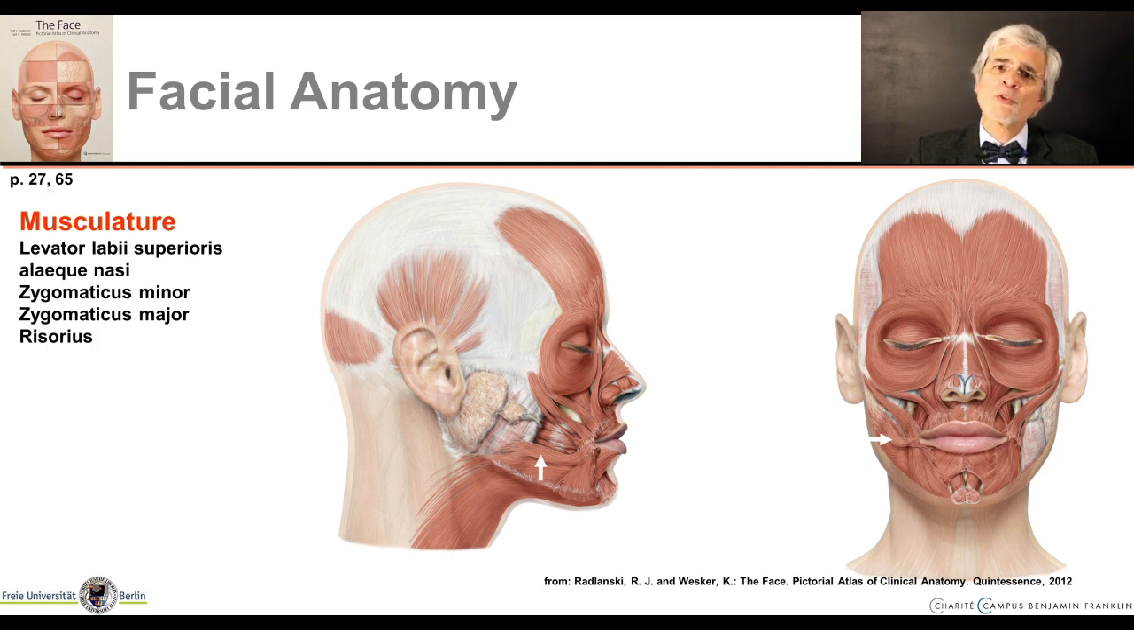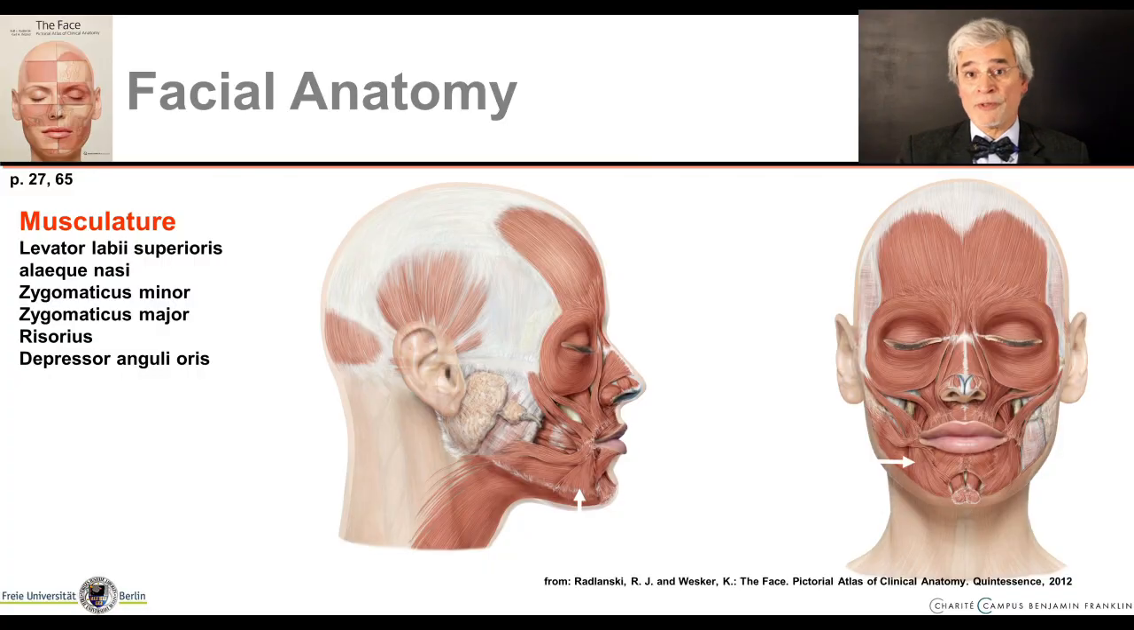This muscle originates from the fascia on top of the masseter muscle. All 3, this risorius and the 2 zygomatic muscles, they pull the lip and the corner of the mouth backwards. They are therefore active during laughter, and that's why the risorius is called like this. Now, here is the opposite of laughter. The depressor anguli oris muscle pulls the corner of the mouth downwards.